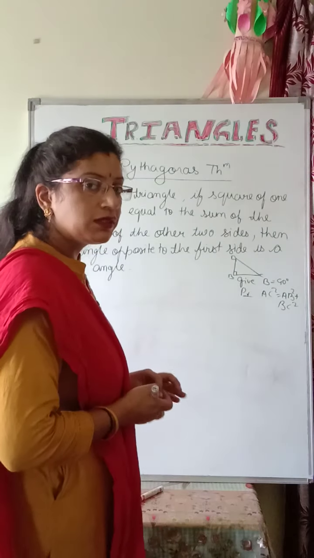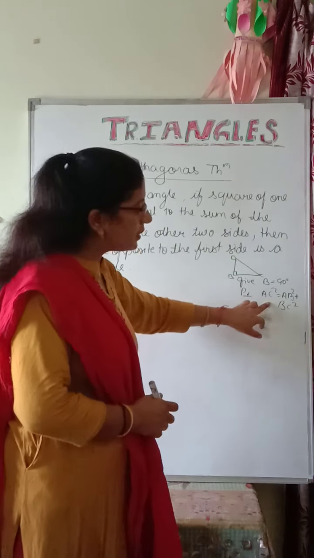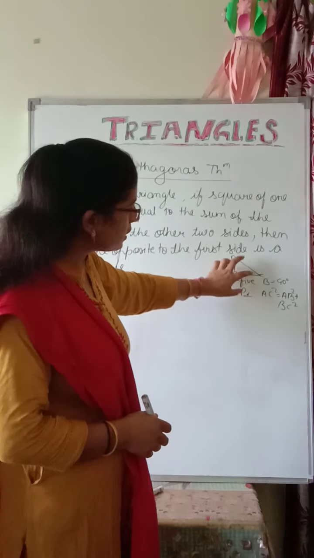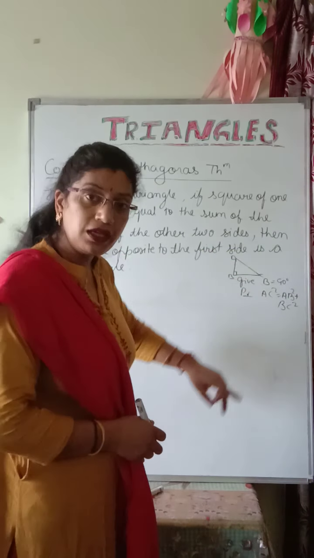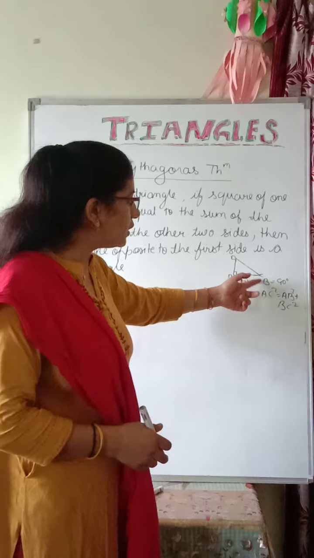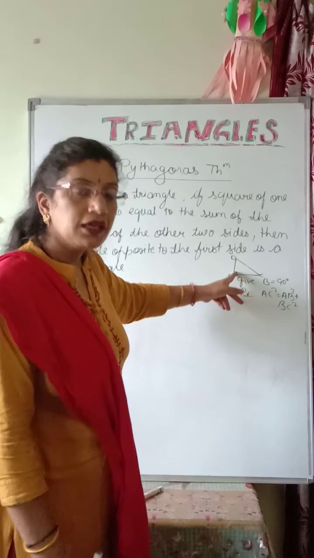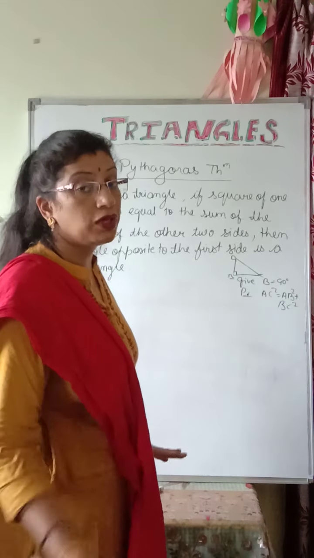So what will the converse be? Now this will be given to you: this side squared is equal to this side plus this side. And what you have to prove? You have to prove that angle B is 90 degrees, that this is a right angle. This you have to prove. So this will be the converse.